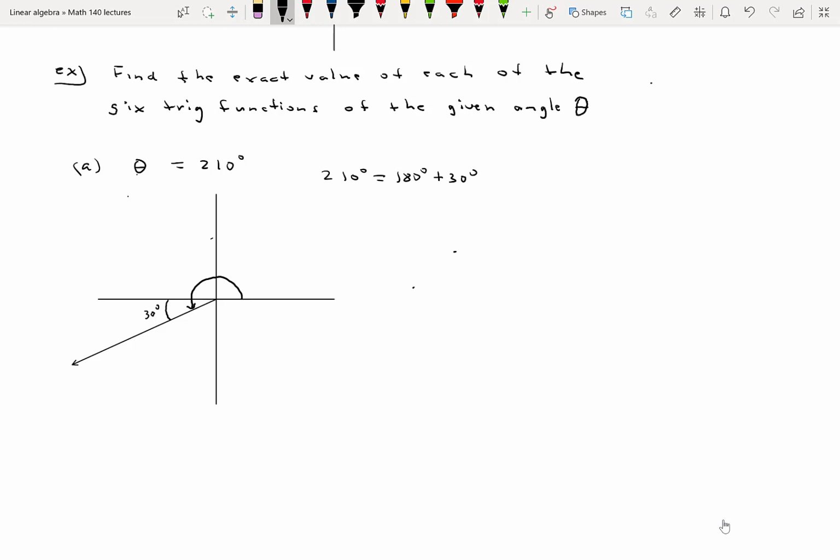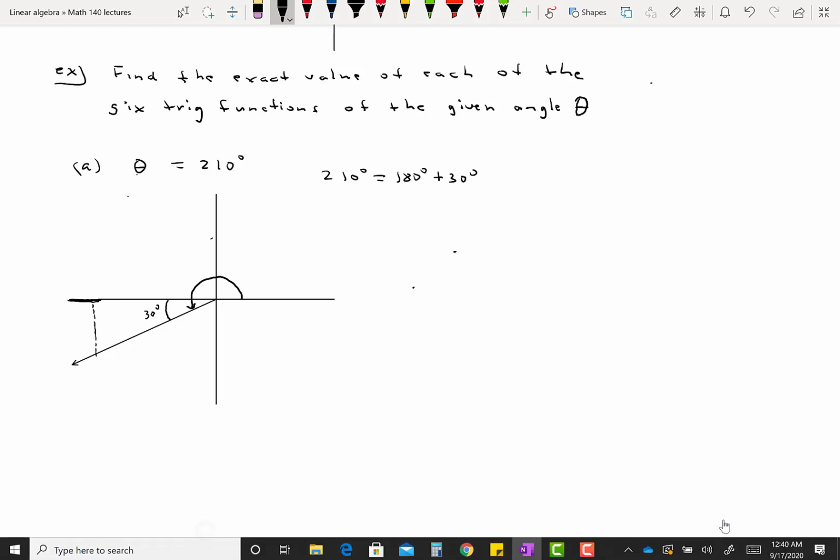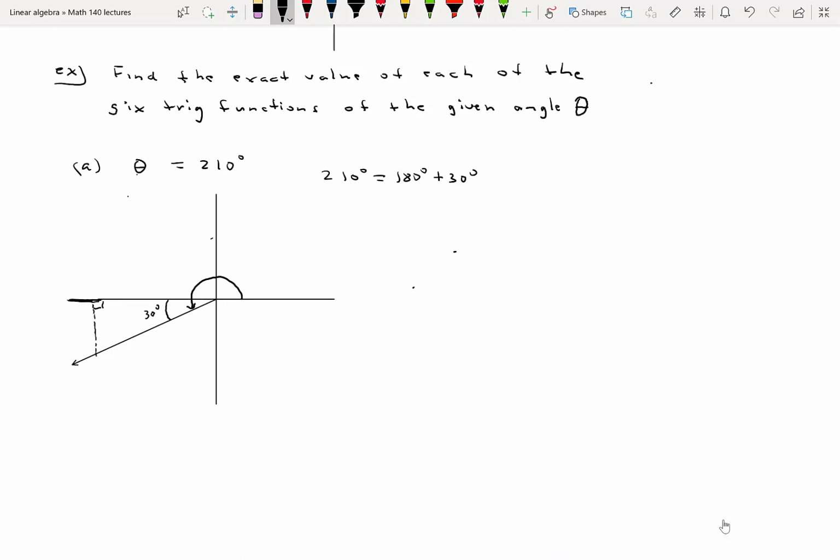Okay, in order to do this, we need 3 things. We need an x-coordinate A, a y-coordinate B, and an R, a distance from the origin. So I'm going to construct that point. The point's going to be right here. I have to choose that point. Well, what kind of a triangle is formed here? This is a 30, 60, 90 triangle.